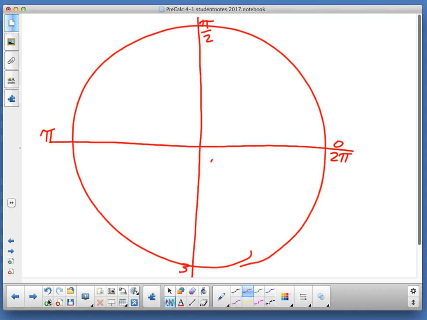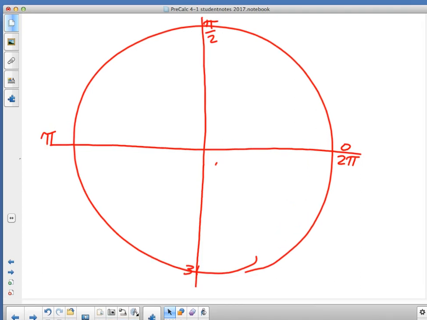This is 3 pi over 2, and maybe I should bring that up a little bit. I don't know if that's going to work or how that's going to be. Yeah, good. So I've got 3 pi over 2 right there, and I've got 4 pi over 2, which is just, again, 2 pi. Are you okay with counting this by pi over 2s?